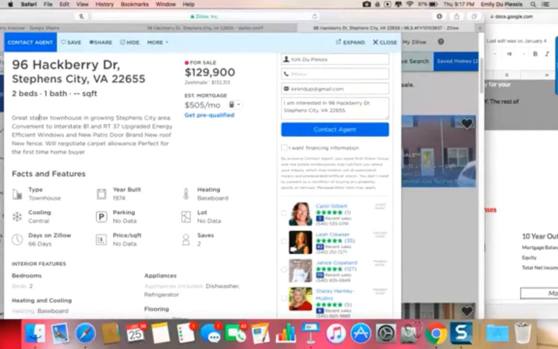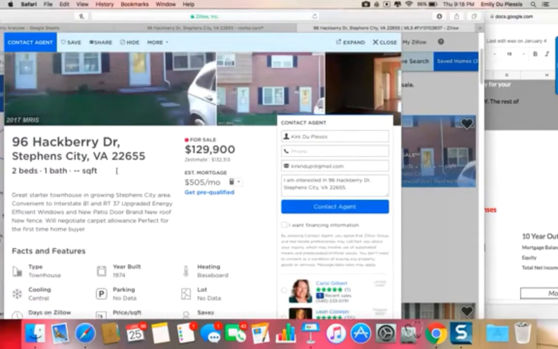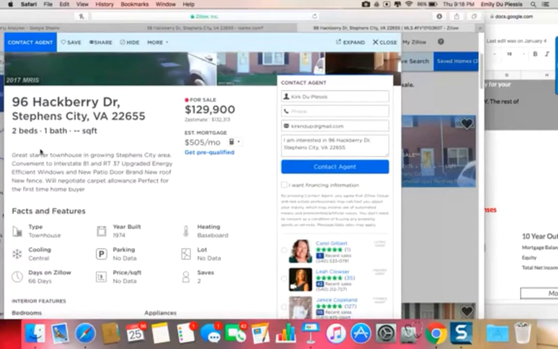Definitely there's some information here as to where it is, brand new roof, upgraded energy efficient windows, new patio door. So when I'm going over a listing, when I see a deal, when I see a property that I'm potentially interested in, I obviously am looking at the price, I'm looking at the specs, I want to see the comment section, what's put there, right?